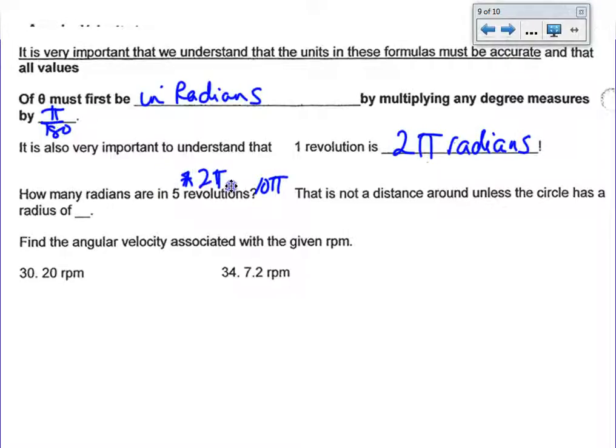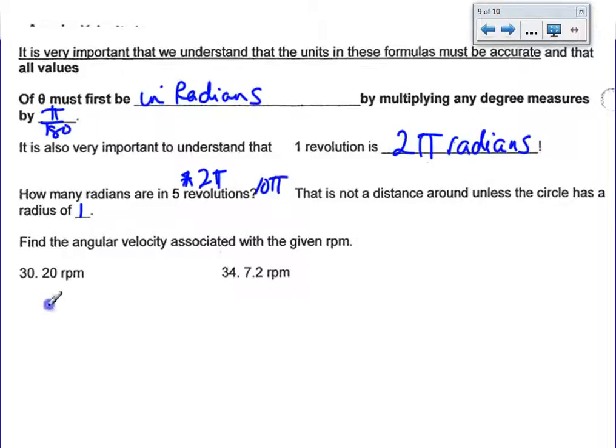It's not a distance around unless a circle has a radius of 1. Because remember, normally the distance around would be arc length, and you'd take whatever your radian measurement is, which is your central angle, and multiply it by your radius. So if you happen to have a radius of 1, then this is your distance around your circle.